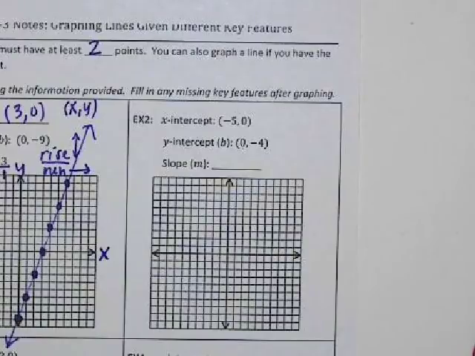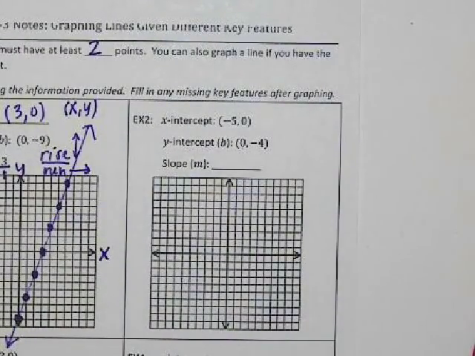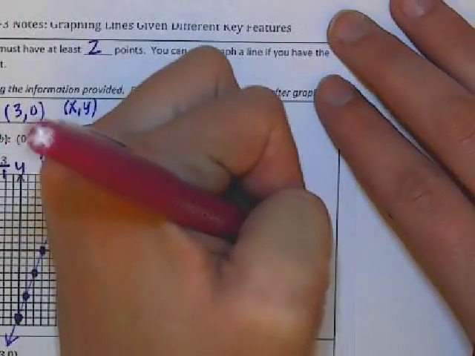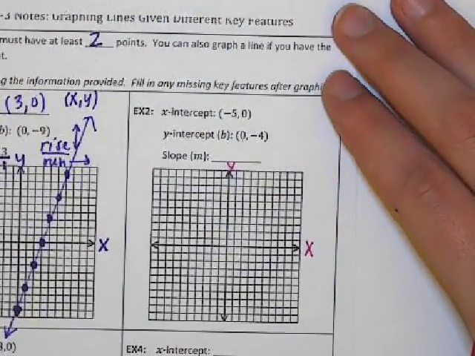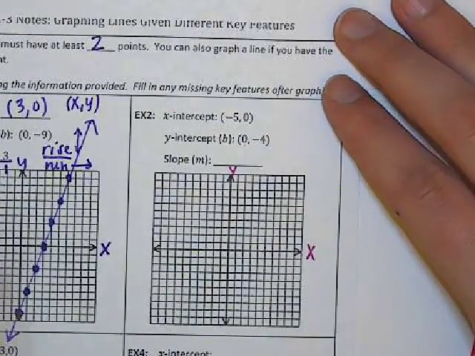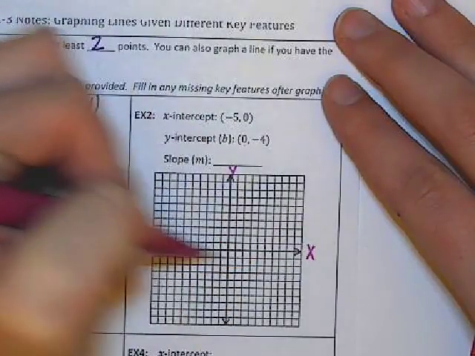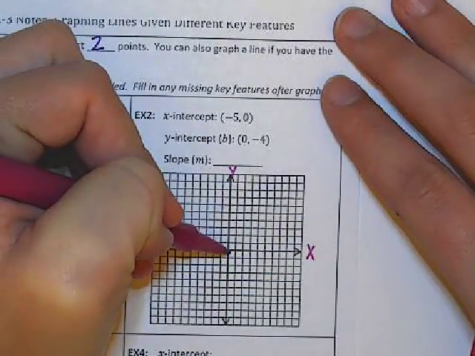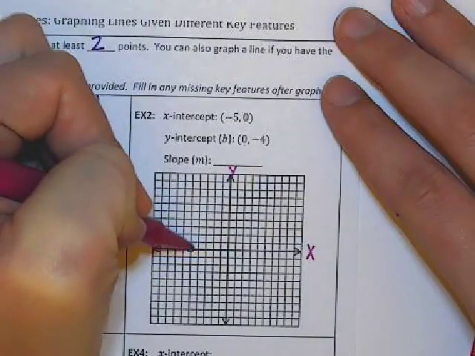Once I've got my points plotted, can I find slope between 2 points? Yes. So label your y-axis and your x-axis. Start with your x-intercept. My x-intercept goes on my x-axis. So I'm going to start in the origin and go backwards 5. 1, 2, 3, 4, 5.